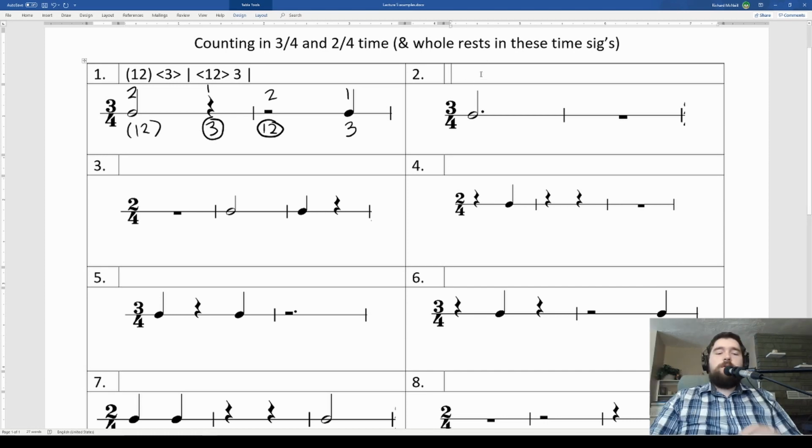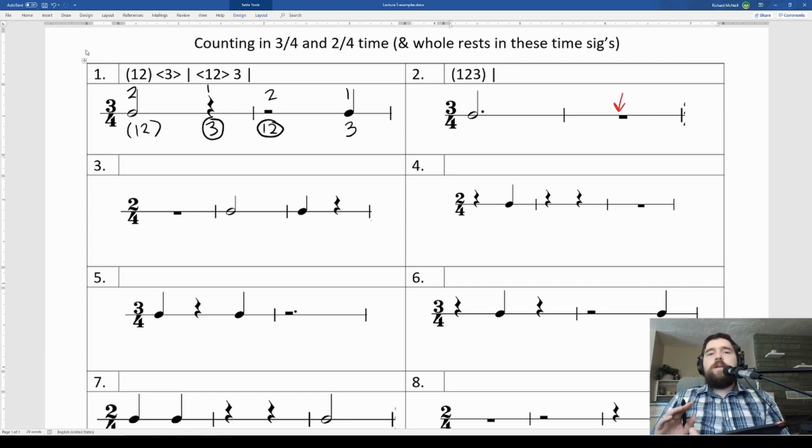All right, so this dotted half note gets 3 beats. And now this is where it gets kind of interesting. So this right here, this is a whole rest. Now the whole rest gets 4 beats, but we're in 3/4 time, which only has 3 beats per measure. Okay, now the whole rest is the only one of our notes or rests that gets to do this. But if it is there for a measure, it means the entire measure is a rest, is silent.